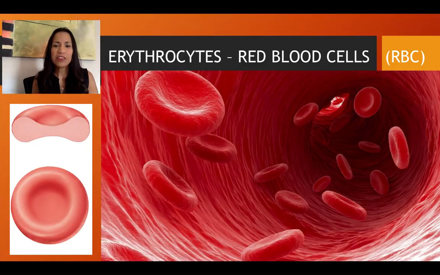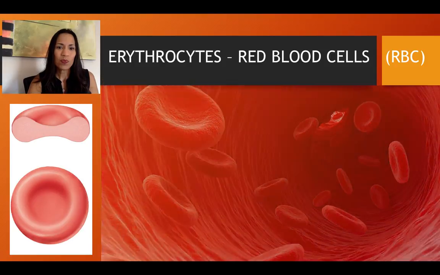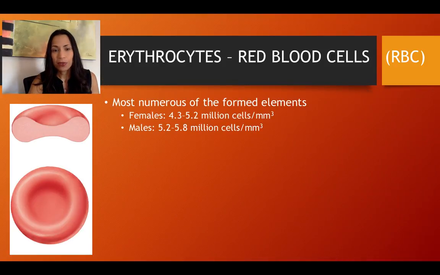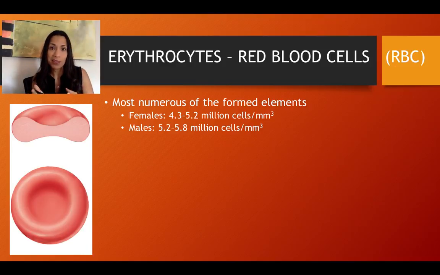Ready? Let's describe now the red blood cells or erythrocytes. These are the most numerous type of cell that is present in the blood. Okay, so how numerous? Well, in 1 cubic millimeter of whole blood, depending on if you're a girl or a boy, we have around 4 to 5 million red blood cells.